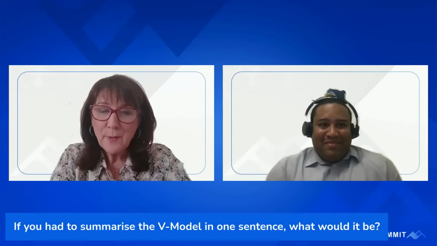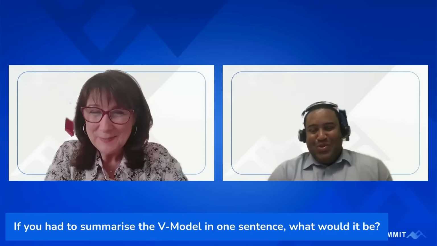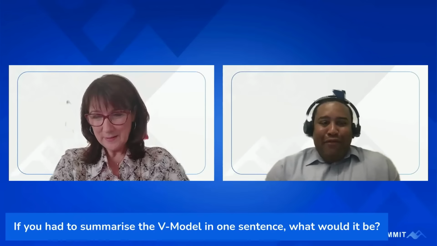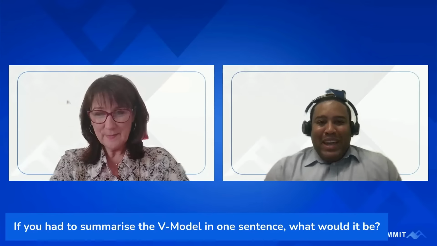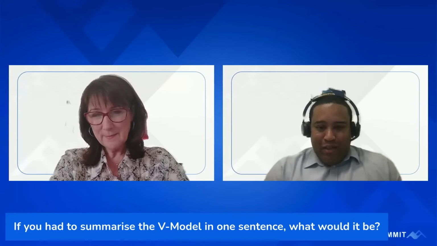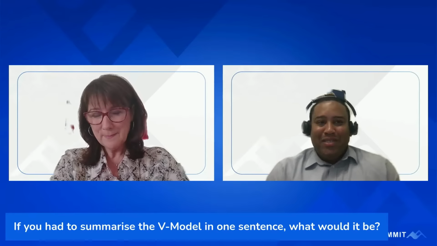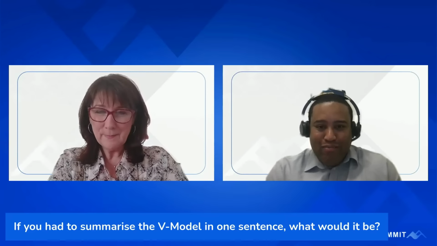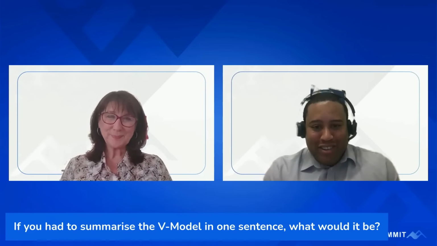If you had to summarize the V model in one sentence, what would it be? For every decision made in development, there must be a deliberate and structured way to prove that it works. And that is exactly what the V model does for us.